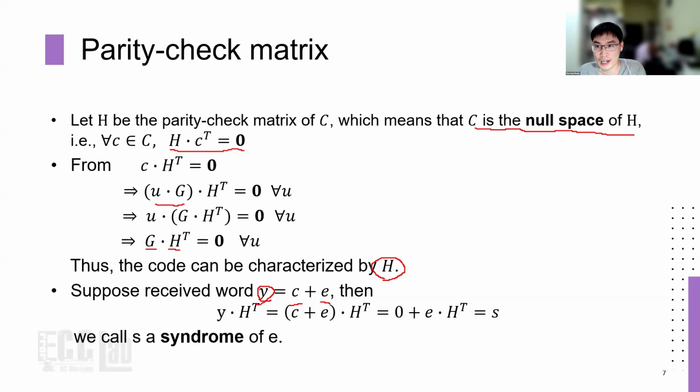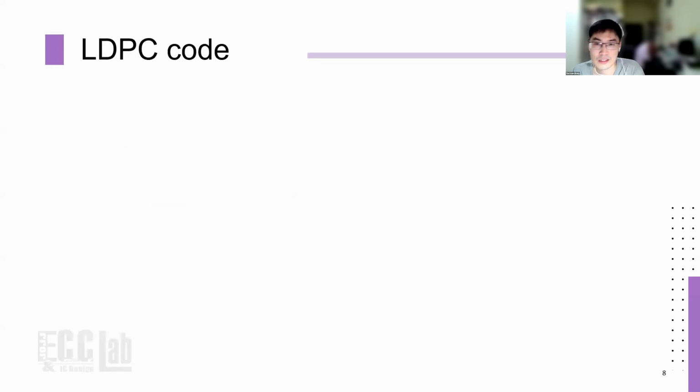Now suppose we obtain a received word y, which contains the codeword and an error. Then by multiplying by H, we can obtain s, which we call the syndrome of this error.